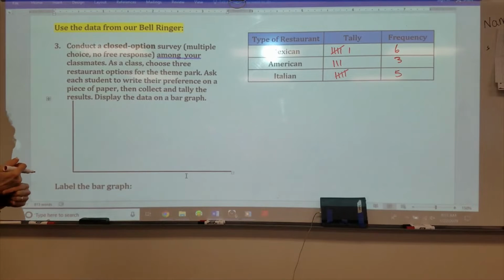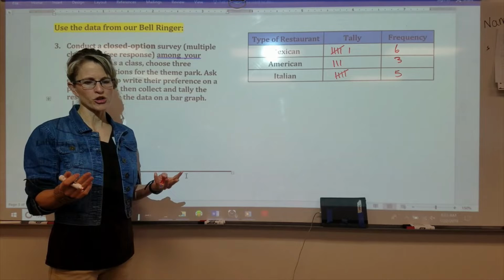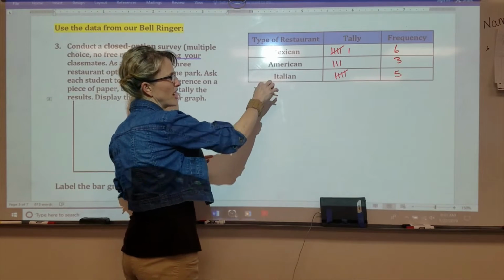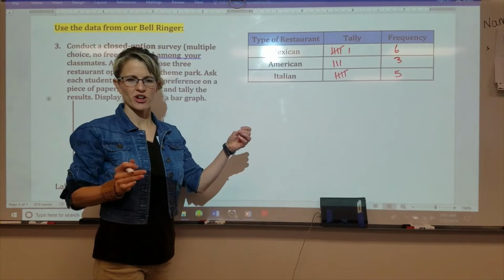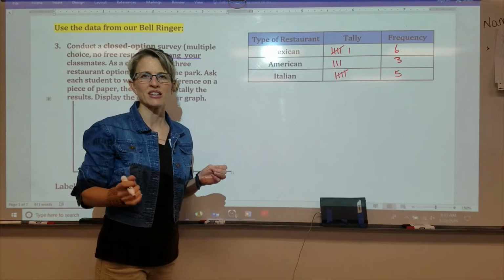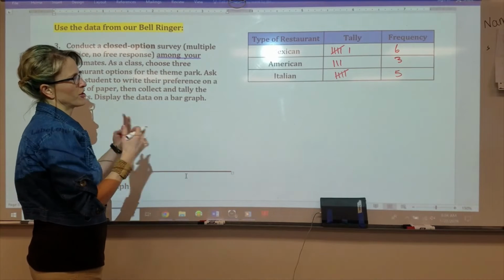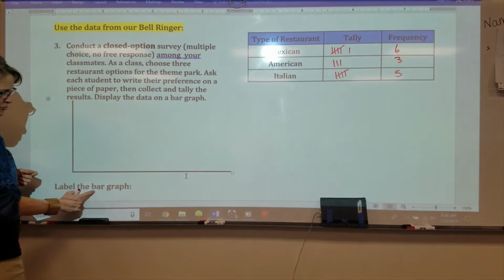Bar graphs are for categorical data. In other words, these 3 items are unrelated to each other, and we can't numerically list them from least to greatest or lowest to highest. They're just separate categories, so that's why it's appropriate to use a bar graph.